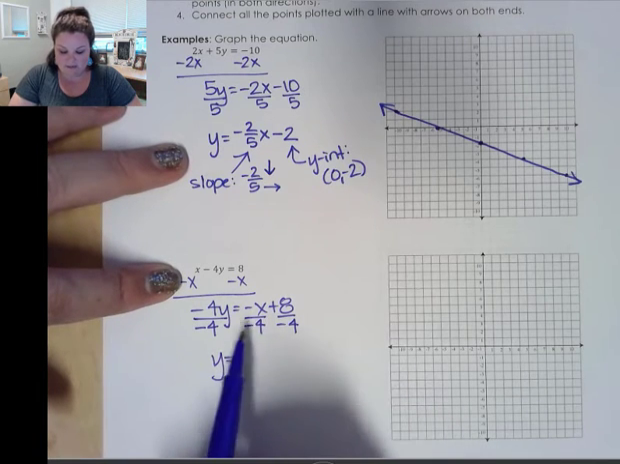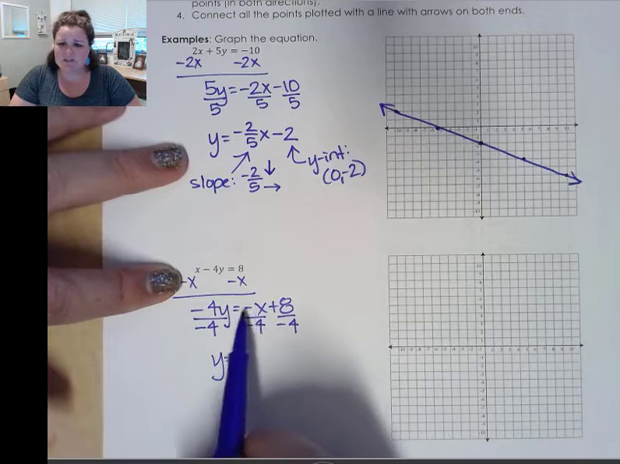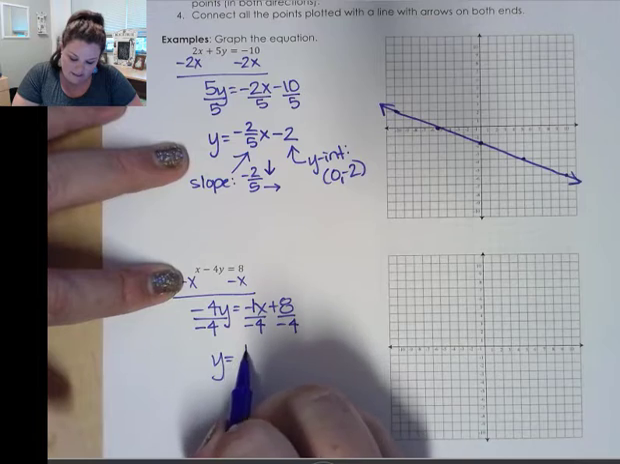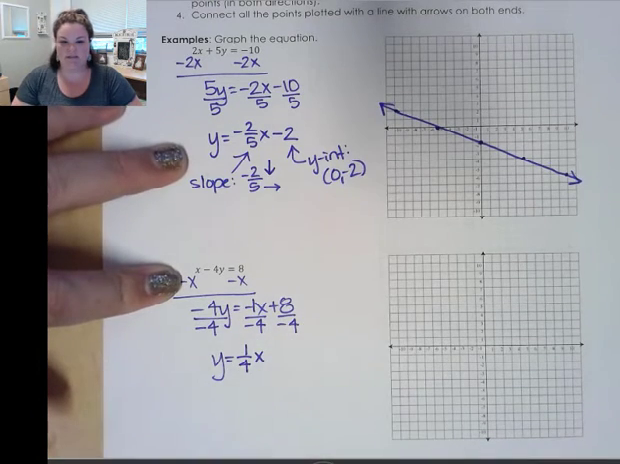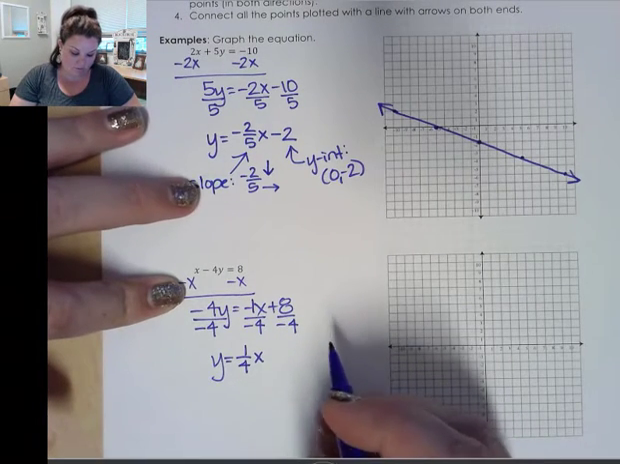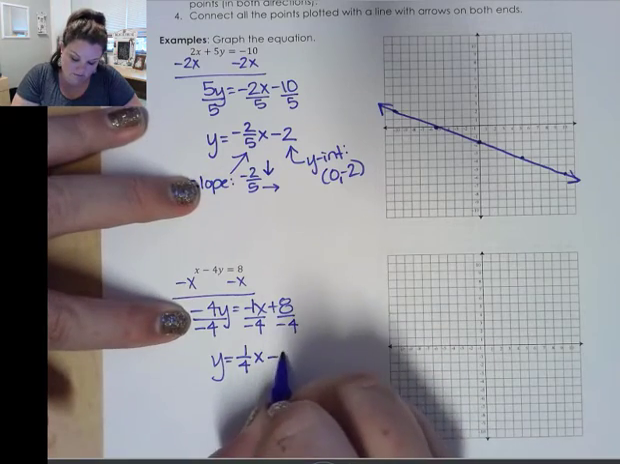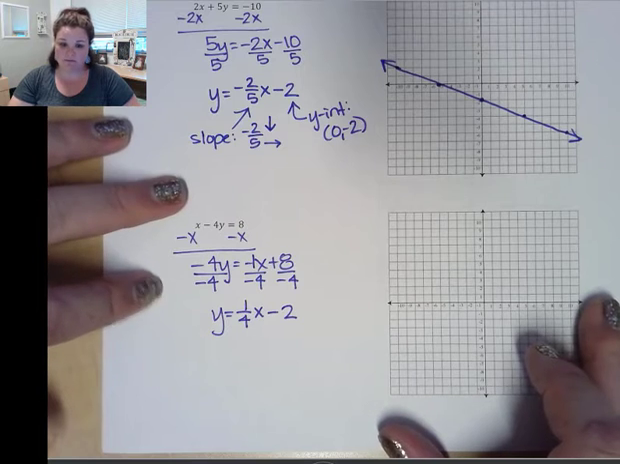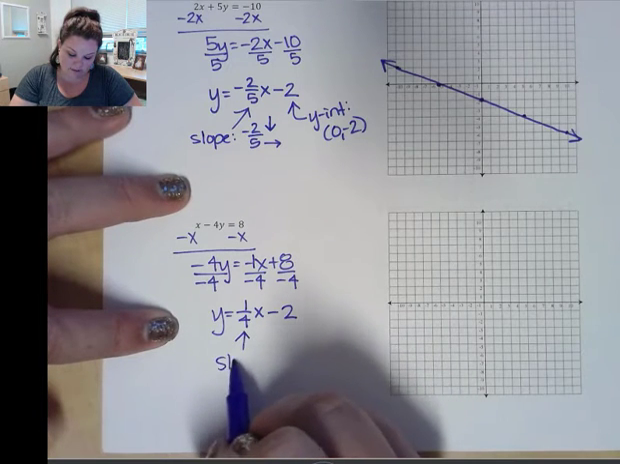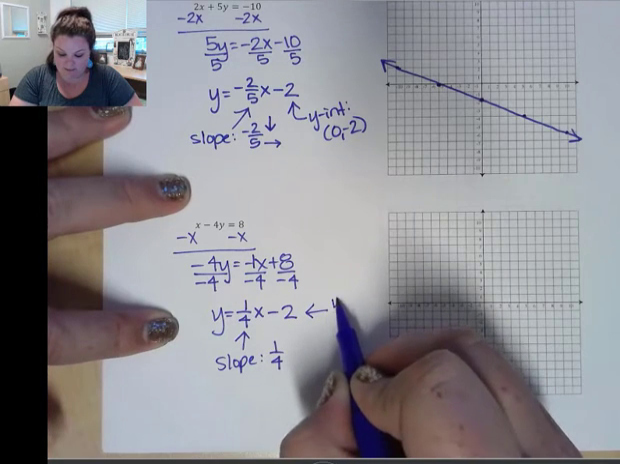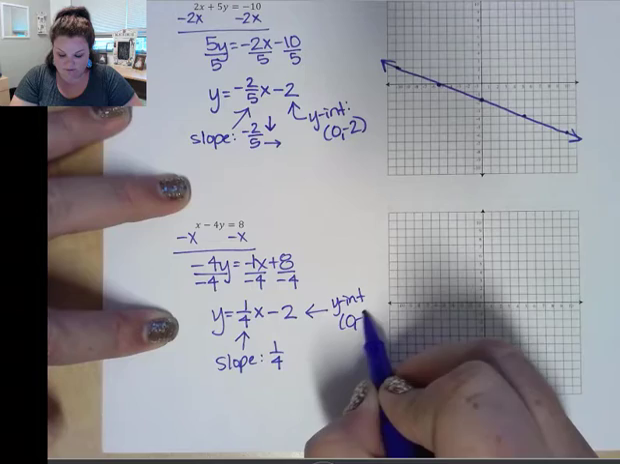And the number in front of the x here, if there's nothing written there, is an implied 1, right? So I can write this as 1/4 x instead of x over 4, right? And then 8 divided by negative 4 leaves me with a negative 2. Okay, so now that I have it in slope-intercept form, I can see my slope, right, which is 1/4, and I can see my y-intercept, which is 0, negative 2.